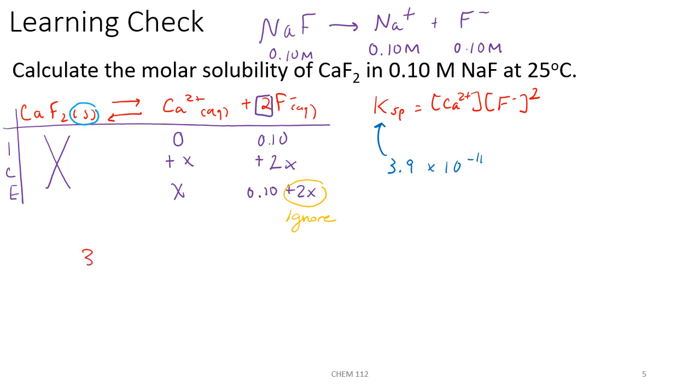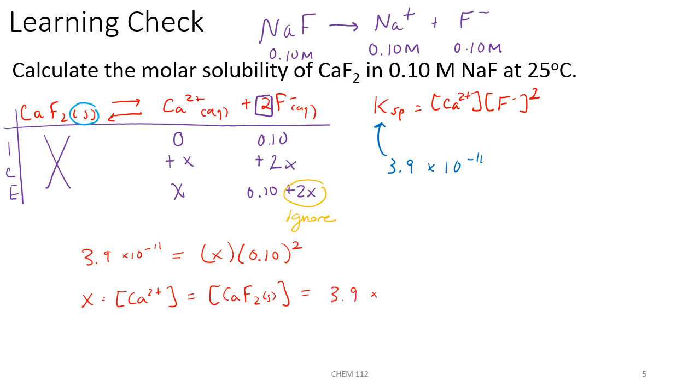So our KSP, we have 3.9 times 10 to the negative 11. That will be equal to the concentration of calcium ions, which our equilibrium line says is X, times the concentration of our fluoride anions. We're going to ignore the plus 2X, so it'll just be 0.1 we plug in here, and that'll still be squared, though. We don't want to forget to square that. Now when we solve for X, or our concentration of calcium ions, that is equal to our molar solubility as well, since they both have a coefficient of 1 out in front. So it's essentially like saying the concentration of calcium fluoride. That's our molar solubility. And X comes out to being 3.9 times 10 to the negative 9 molar. And that is our molar solubility in the 0.1 molar sodium fluoride.